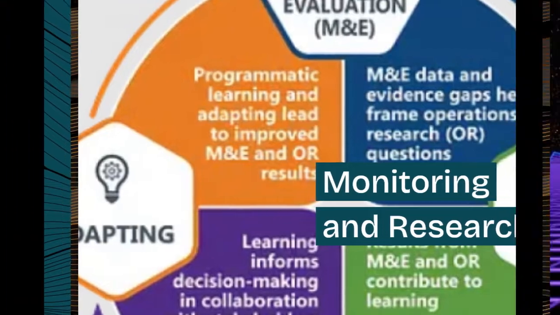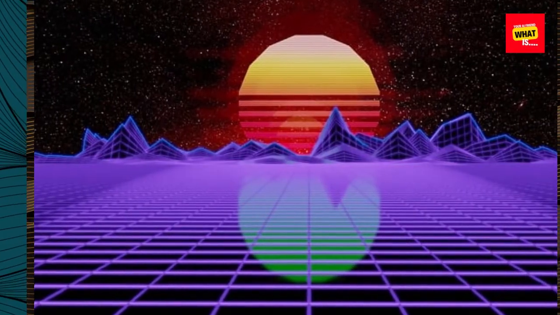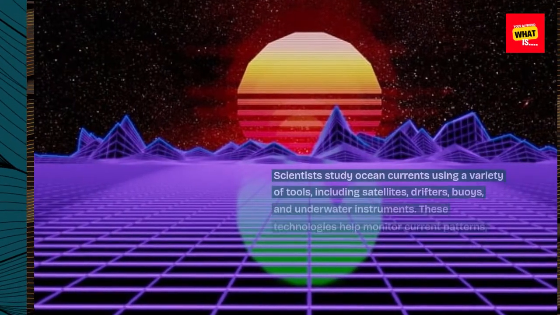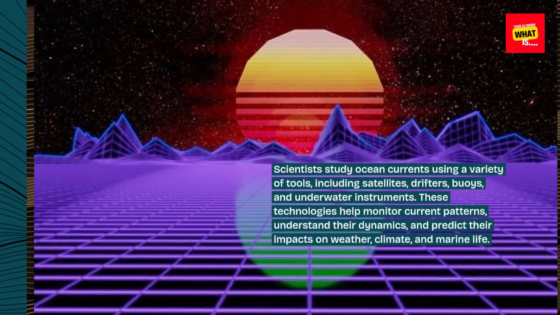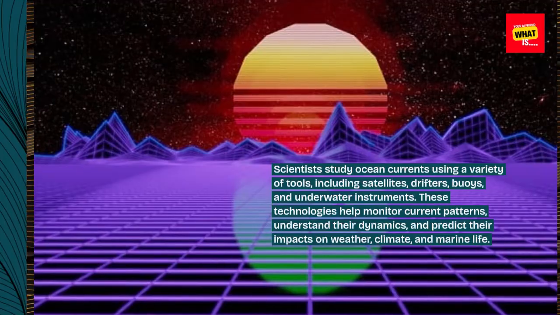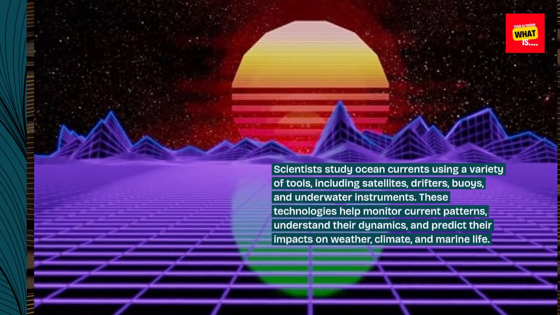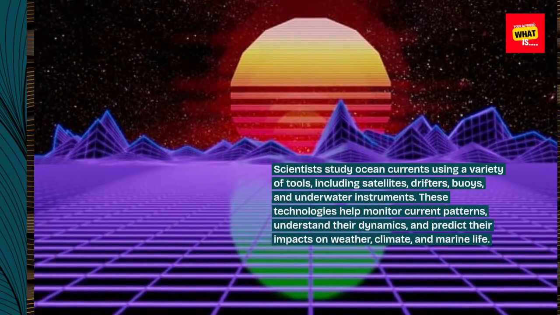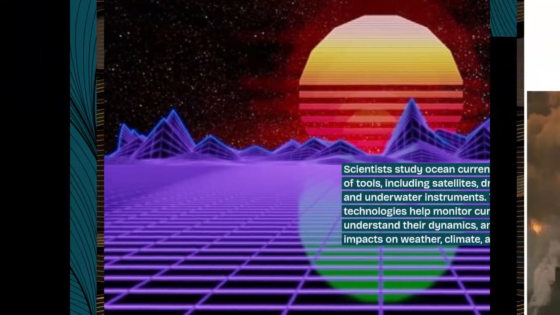Monitoring and research. Scientists study ocean currents using a variety of tools, including satellites, drifters, buoys, and underwater instruments. These technologies help monitor current patterns, understand their dynamics, and predict their impacts on weather, climate, and marine life.